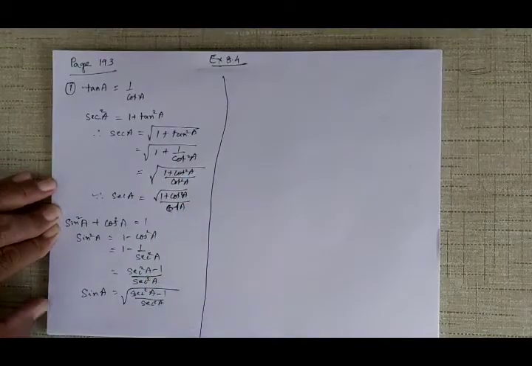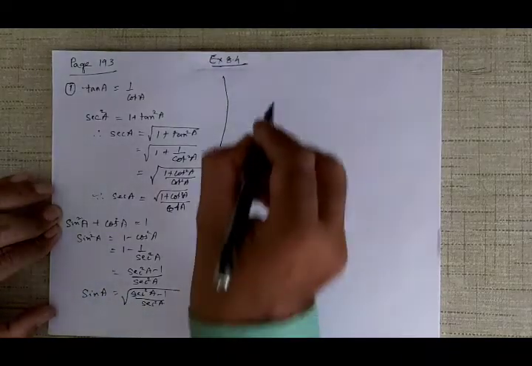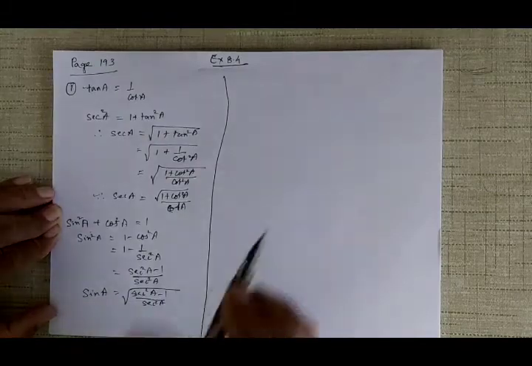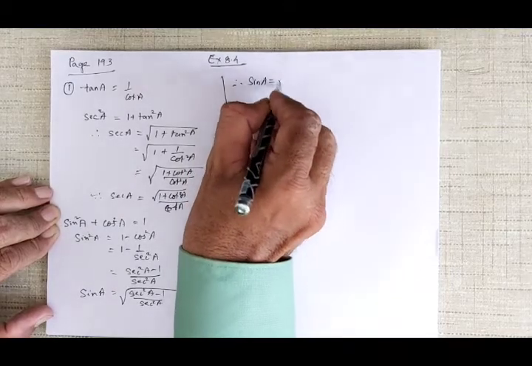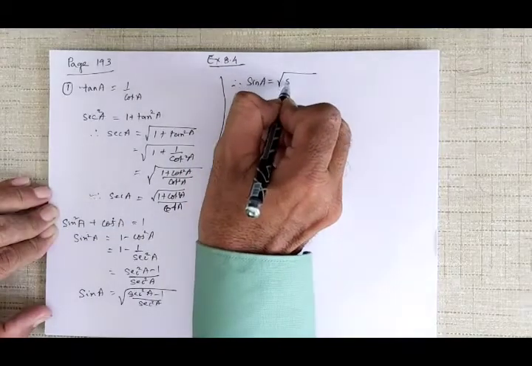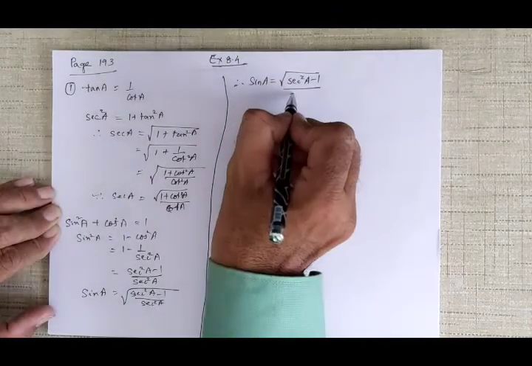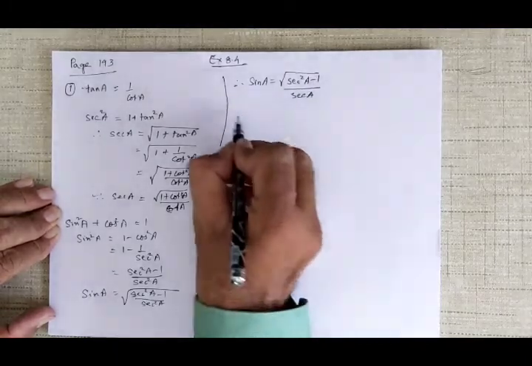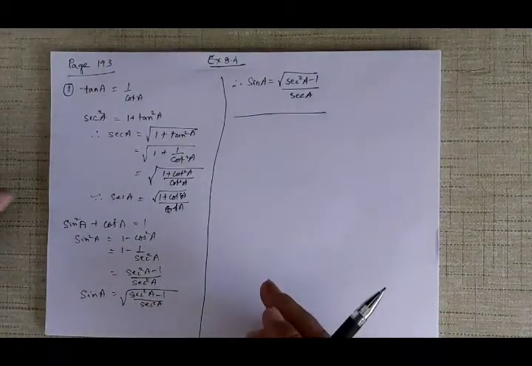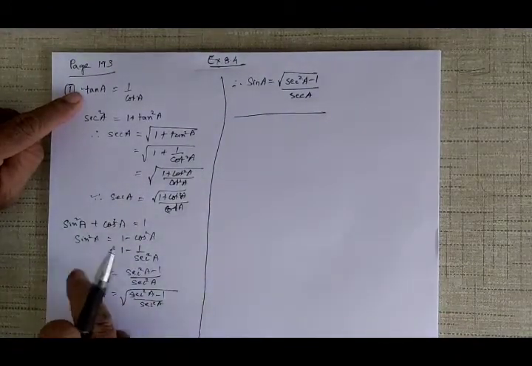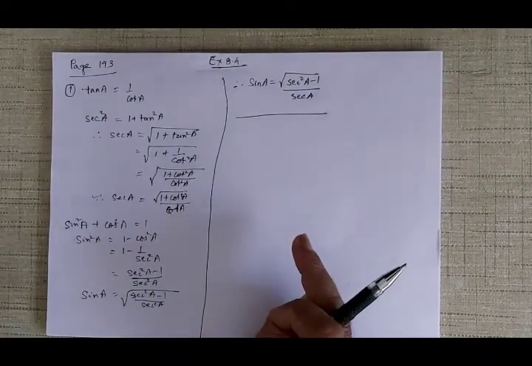Alright, therefore now this is sin A. If I take the square root sign separately for numerator and for denominator, therefore sin A will be equal to square root of sec square A minus 1 upon square root of sec square A, which will be sec A. Alright, so now you got sin A in terms of sec A. So what was the first question? Express tan A, sec A and sin A in terms of cot A.